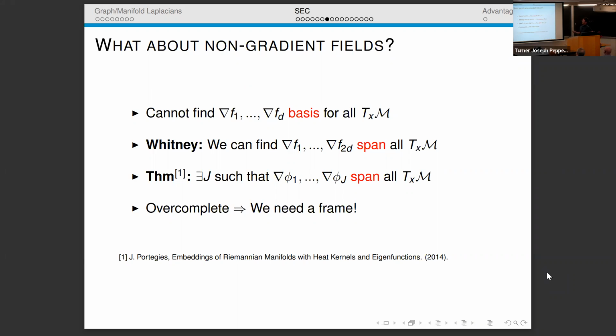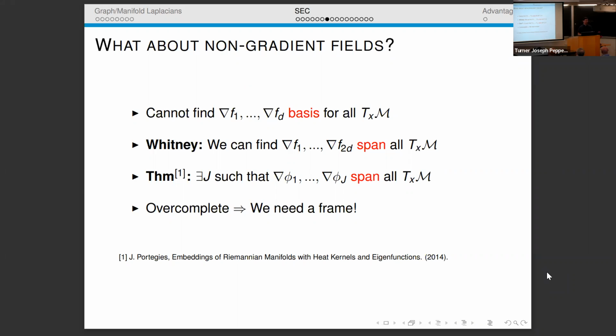So Whitney says that we can always find 2D functions that are an embedding. And if I've got an embedding, then that means the gradients have to span all the tangent spaces simultaneously. Now they're not a basis anymore because they're overcomplete, but we know how to deal with that. Even better, there's a theorem from a 2014 paper which says that if you take enough eigenfunctions, now it's not 2D, and you can come up with examples where it's huge. I can write down a torus that will need hundreds of eigenfunctions to give you an embedding. But it can always be done, it's always a finite amount. So if you take enough eigenfunctions of the Laplacian, they will give you an embedding into a J-dimensional Euclidean space.